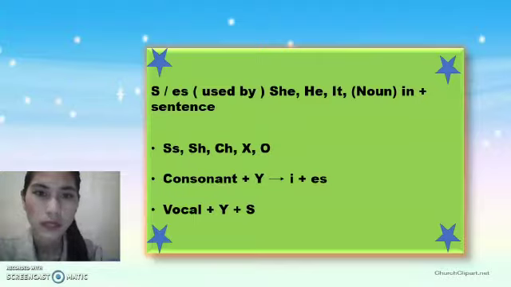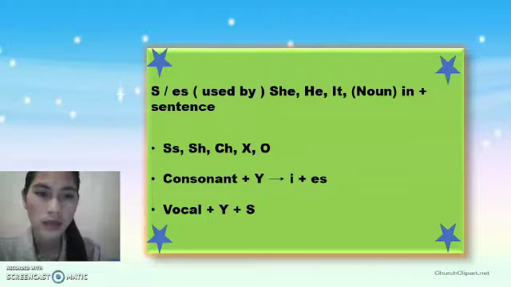And the last is o. The word is go. You can add es, goes. For example, in sentence, my uncle goes to garden.